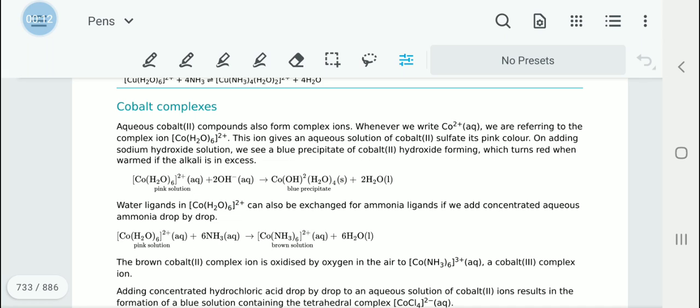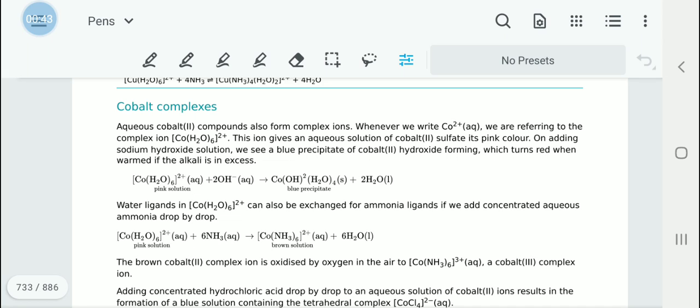Now, aqueous cobalt 2 ions also form complex ions. If we write Co2+, it actually refers to the complex in aqueous form. That is, there would be 6 water ligands attached to this cobalt ion. So the Co2+ in cobalt sulfate is given its pink color by this complex.